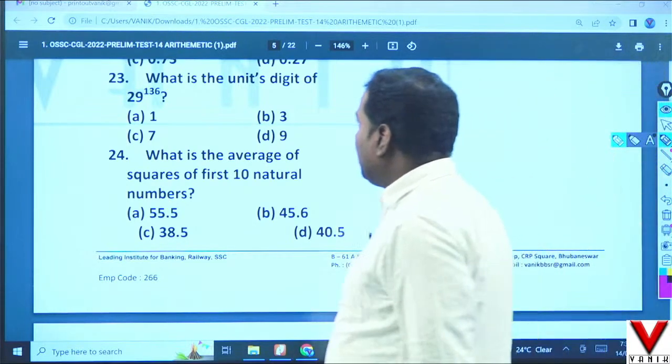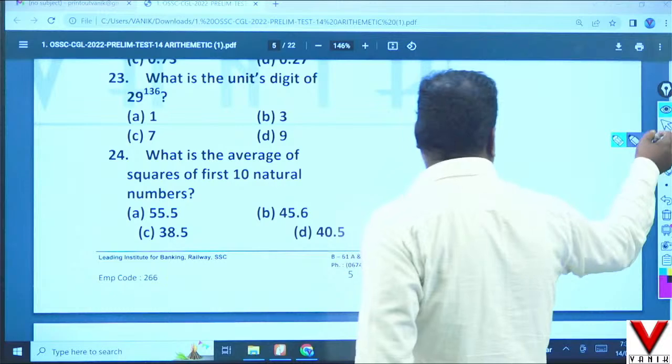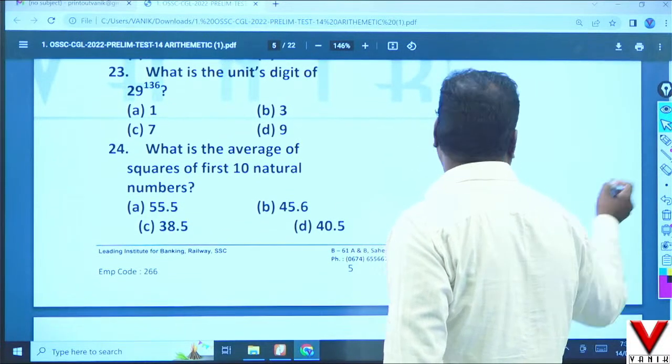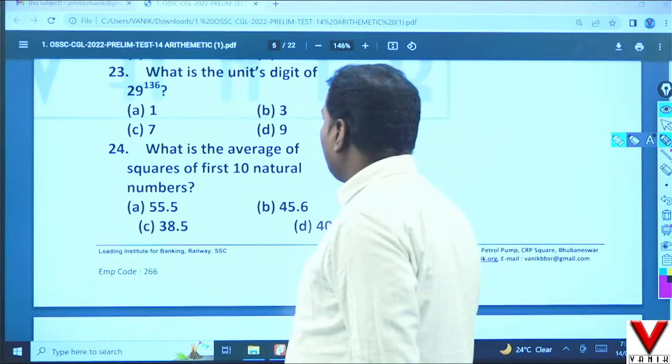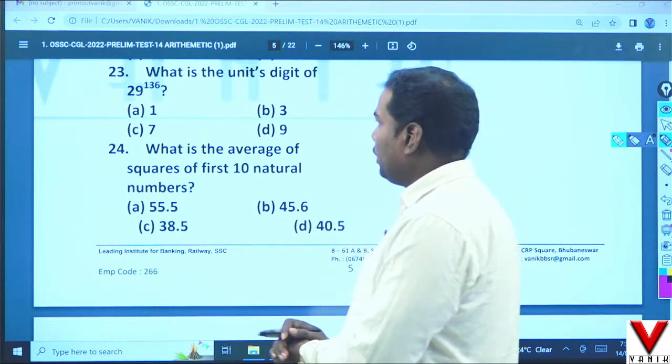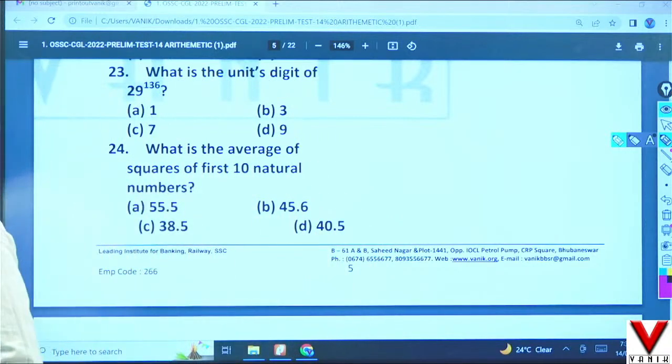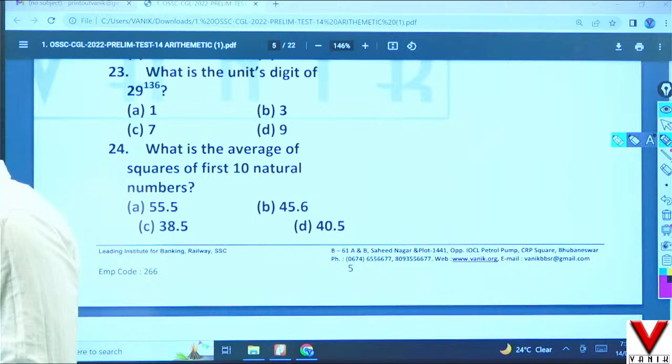What is the units digit of 29 to the power 136? What is the units digit of 29 to the power 136? Madhusudan Bharadwaj has the correct answer.